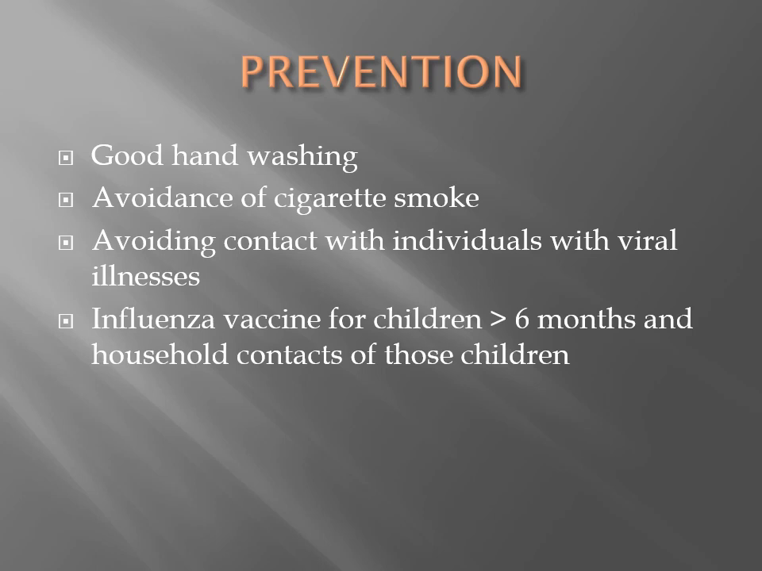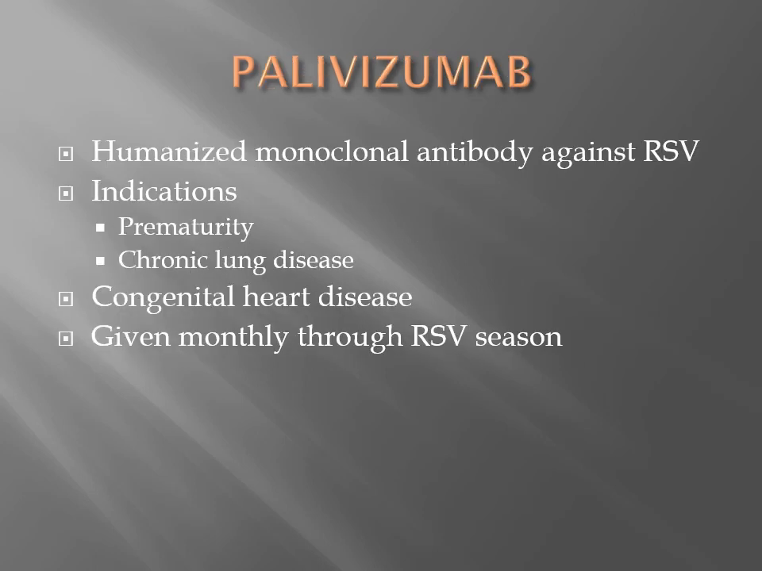Prevention: good hand washing, avoidance of exposure to smoking, avoidance of contact with individuals with viral illness, and influenza vaccine for children more than 6 months of age. Palivizumab, a humanized monoclonal antibody against respiratory syncytial virus, is indicated in prematurity, chronic lung disease, and congenital heart disease, given monthly through the season of respiratory syncytial virus.